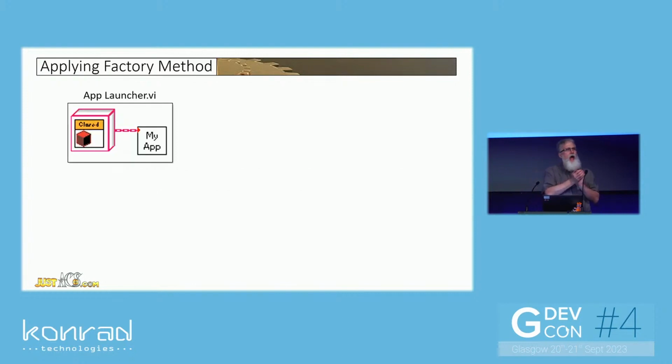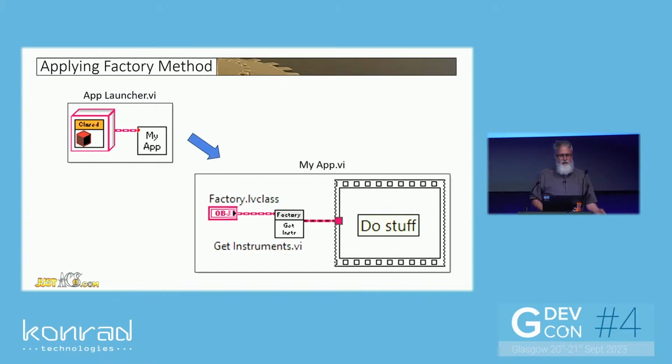So I might have my app take as an input, where am I getting my source objects? And then inside of my application, I have the VI, this go get instruments, and go get my source objects.